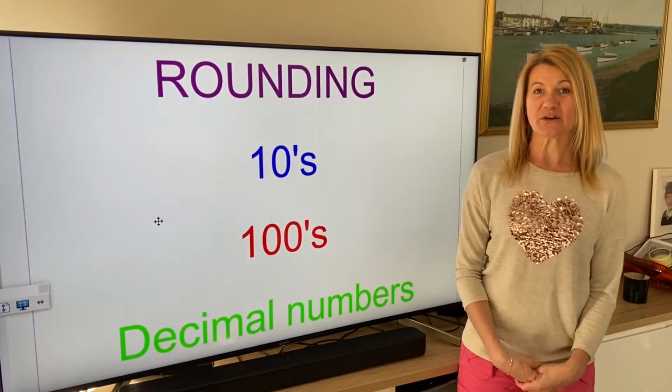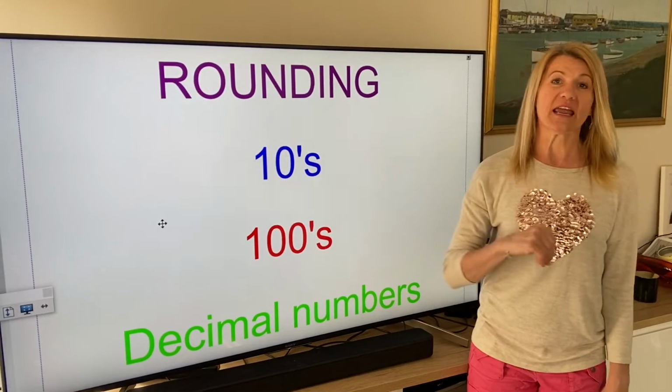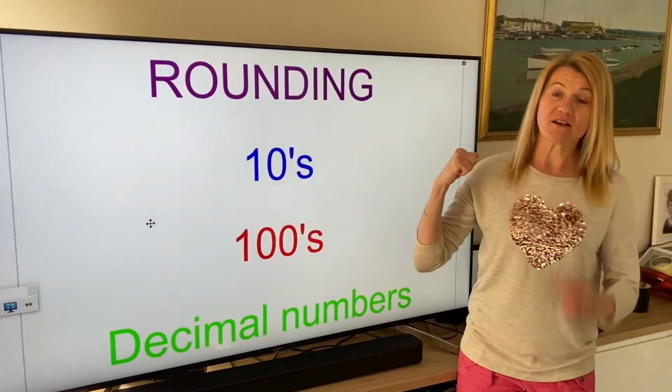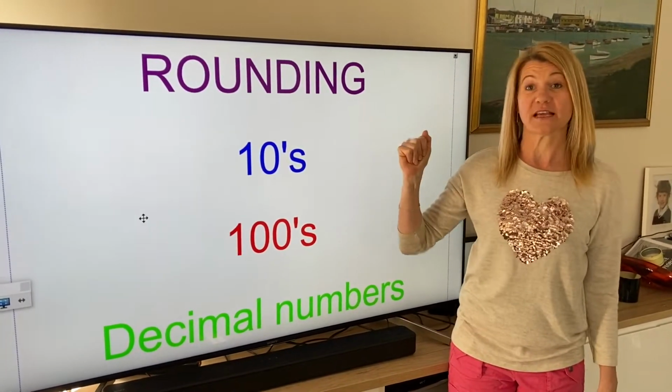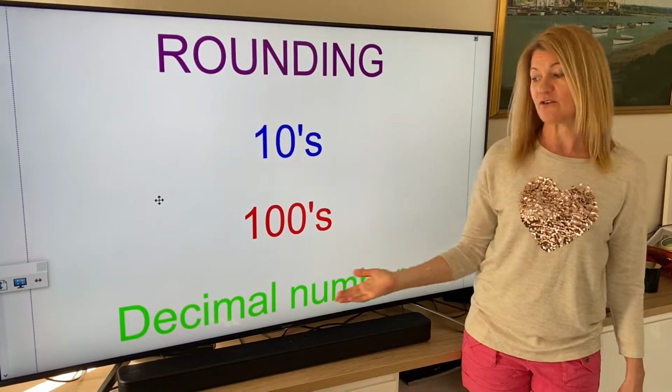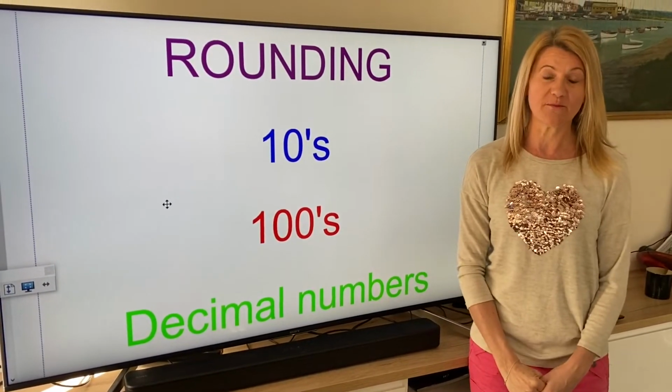My name is Mrs. Lucas. Today's video is about rounding. We are going to practice rounding to tens and to hundreds, and we're also going to learn how to round decimal numbers.